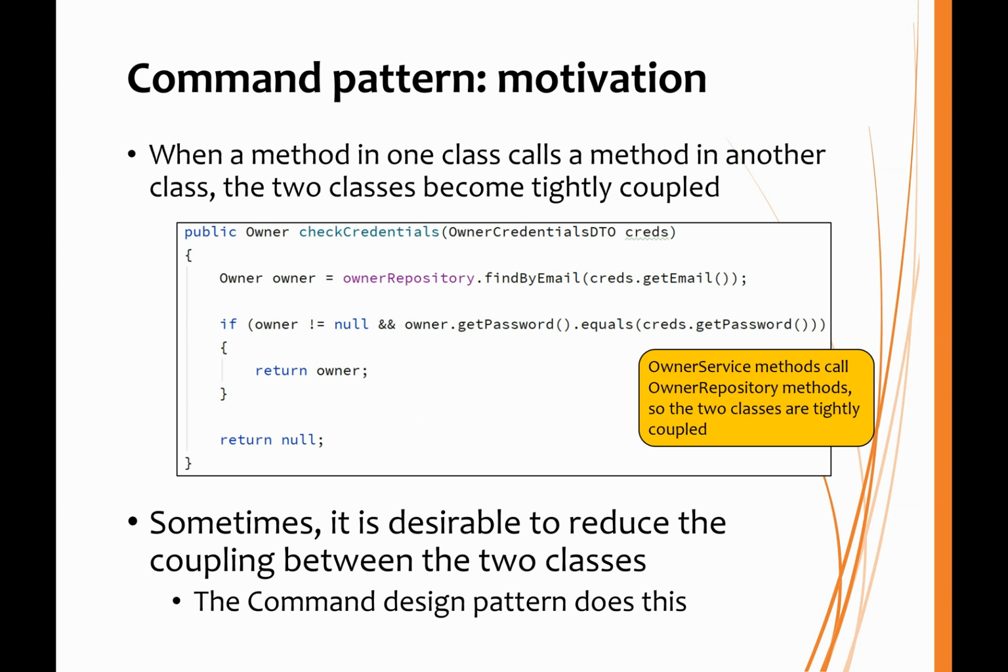If you wish to reuse the calling class in a different application, you will need to take the second class, the one that is called, along with the calling class, because they are tightly coupled. And so often it is desirable to reduce the coupling between two classes. In the example on screen, we've got a method in the owner service class that is calling a method in the owner repository. And that means that owner service and owner repository are tightly coupled. One way of reducing the coupling is to make use of the command design pattern.